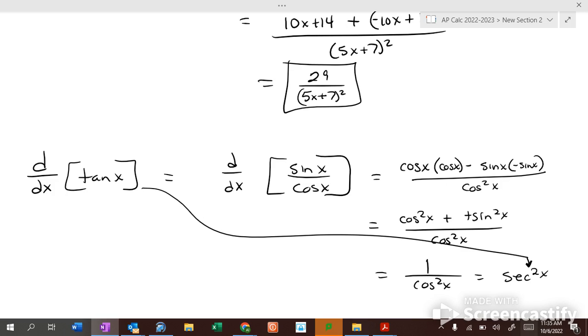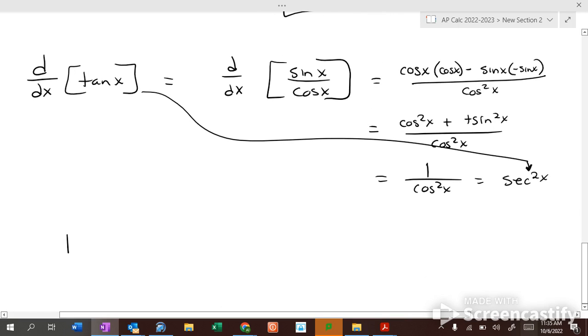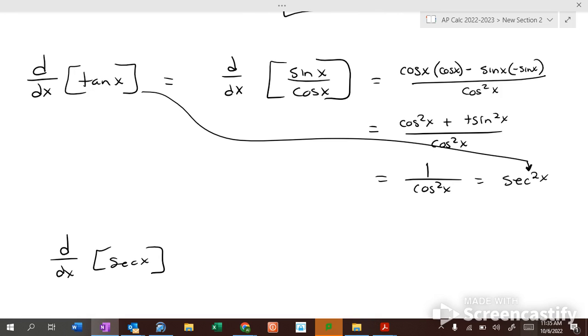And we can prove every one of those trig ones. Okay? Let's prove the first derivative of secant once. Okay, I got to somehow prove the first derivative of secant. So how would I do that? Secant is 1 over cosine.